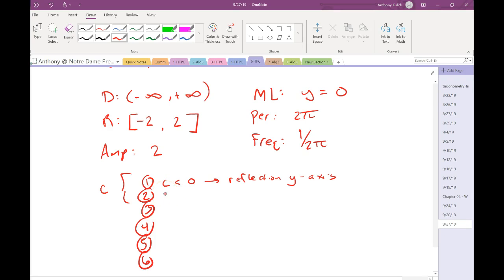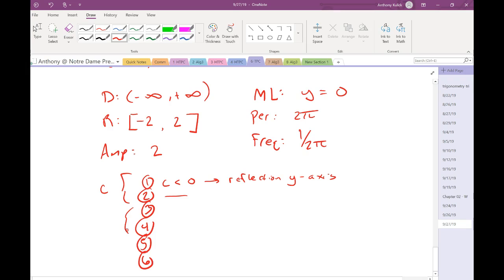The second thing we need to look at for C is what the magnitude of C is. So what's the absolute value of C in our case? It's 1, right? So that doesn't do anything. The magnitude either has to be bigger than 1 or less than 1 for it to do anything. If it's equal to 1 exactly, it does nothing.